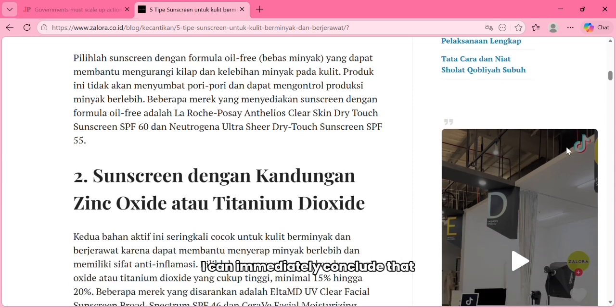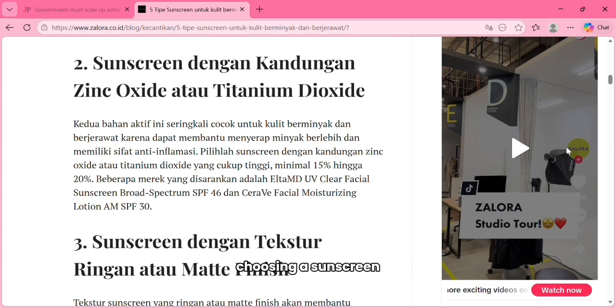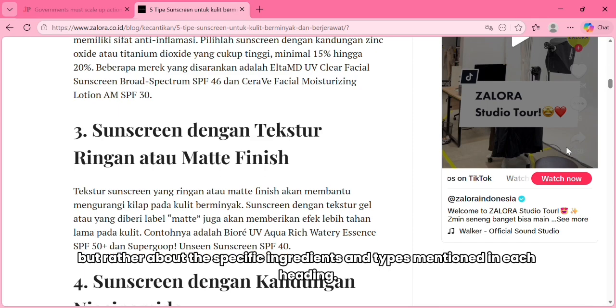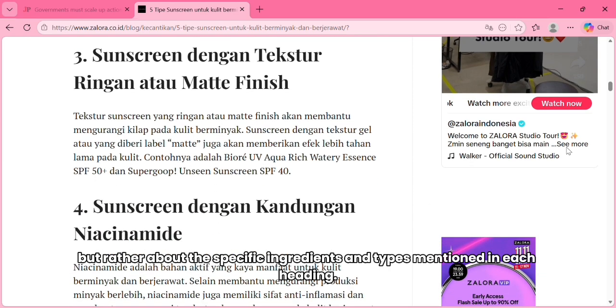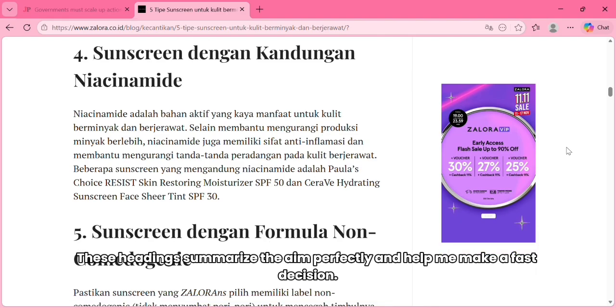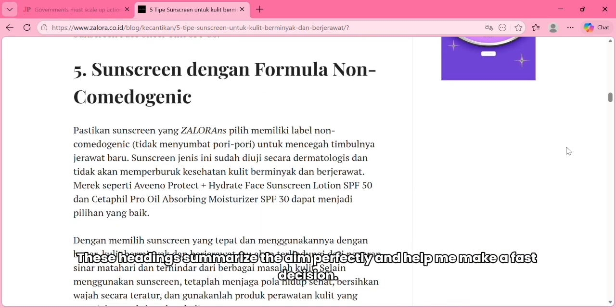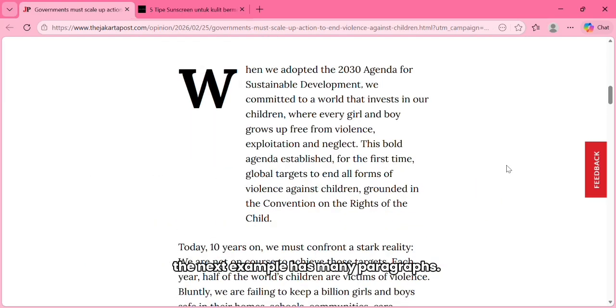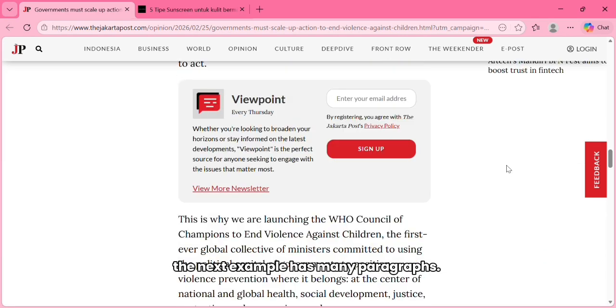From these headings, I can immediately conclude that choosing a sunscreen is not just about the brand, but rather about the specific ingredients and types mentioned in each heading. These headings summarize the aim perfectly and help me make a fast decision. The next example has many paragraphs.